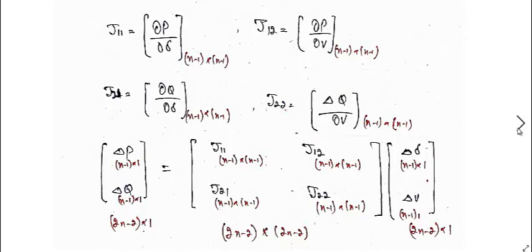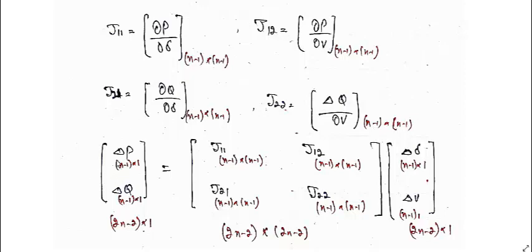Now, the important thing is the order of the whole matrix. So G11 is equal to del P by del delta. It will be n minus 1 cross n minus 1. G12 is del P by del V. This is n minus 1 cross n minus 1. Here P will change and V will change. This will be del Q by del delta. Its order will again be n minus 1 cross n minus 1. G22 will be del Q by del V. This will be a small del, that means derivative. That is n minus 1 cross n minus 1.